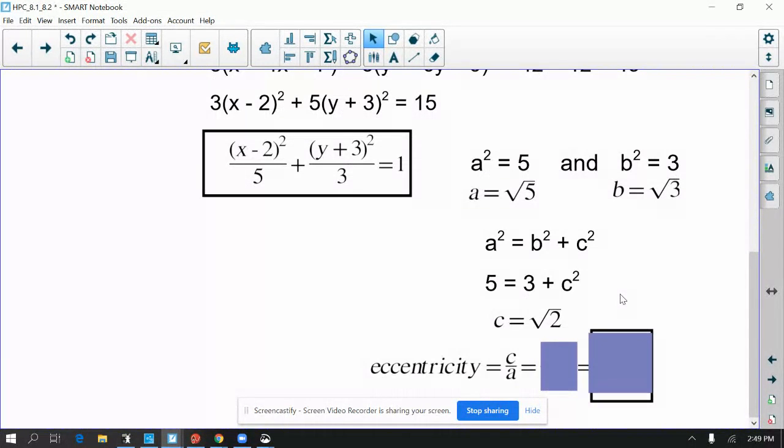C is rad 2. The eccentricity is C divided by A, so rad 2 divided by rad 5. And then I multiply both sides by rad 5 to rationalize the denominator, and I get rad 10 over 5. Whew.